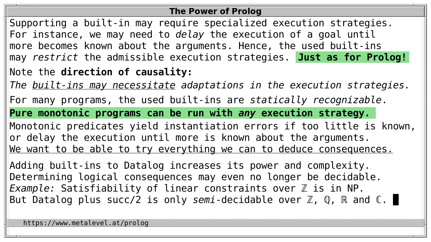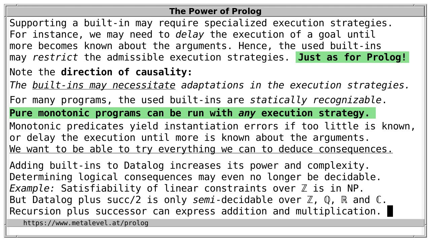But if we add linear constraints or even only successor to Datalog, then it's no longer decidable over integers, only semi-decidable. And likewise for rational, real and complex numbers, even though linear constraints over them can even be solved in polynomial time. That's because recursion plus successor can express addition and multiplication of variables, and so we can use it to express arbitrary computations by Matijasevich's theorem.